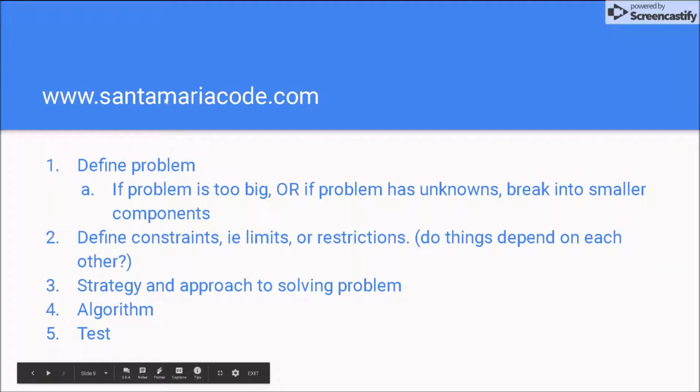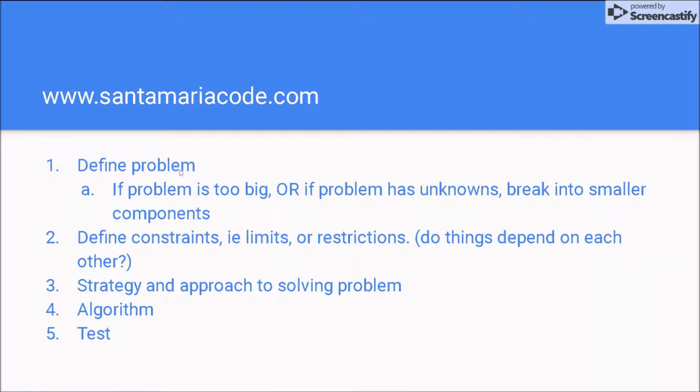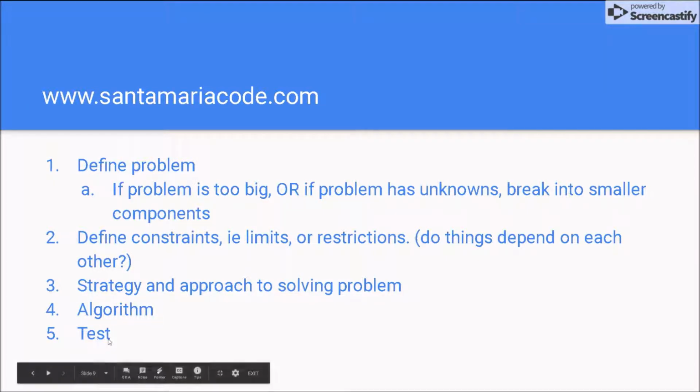So remember, what you want to do is define the problem. If the problem's too big or if it has unknowns, break it into smaller components. Define the limits, constraints, and restrictions. Strategize your approach, or in the case of solving whiteboard or other algorithms, go ahead and write out some pseudocode there, run your algorithm, and then make sure you test it. And if the test fails, then go ahead and you can essentially repeat the entire process.